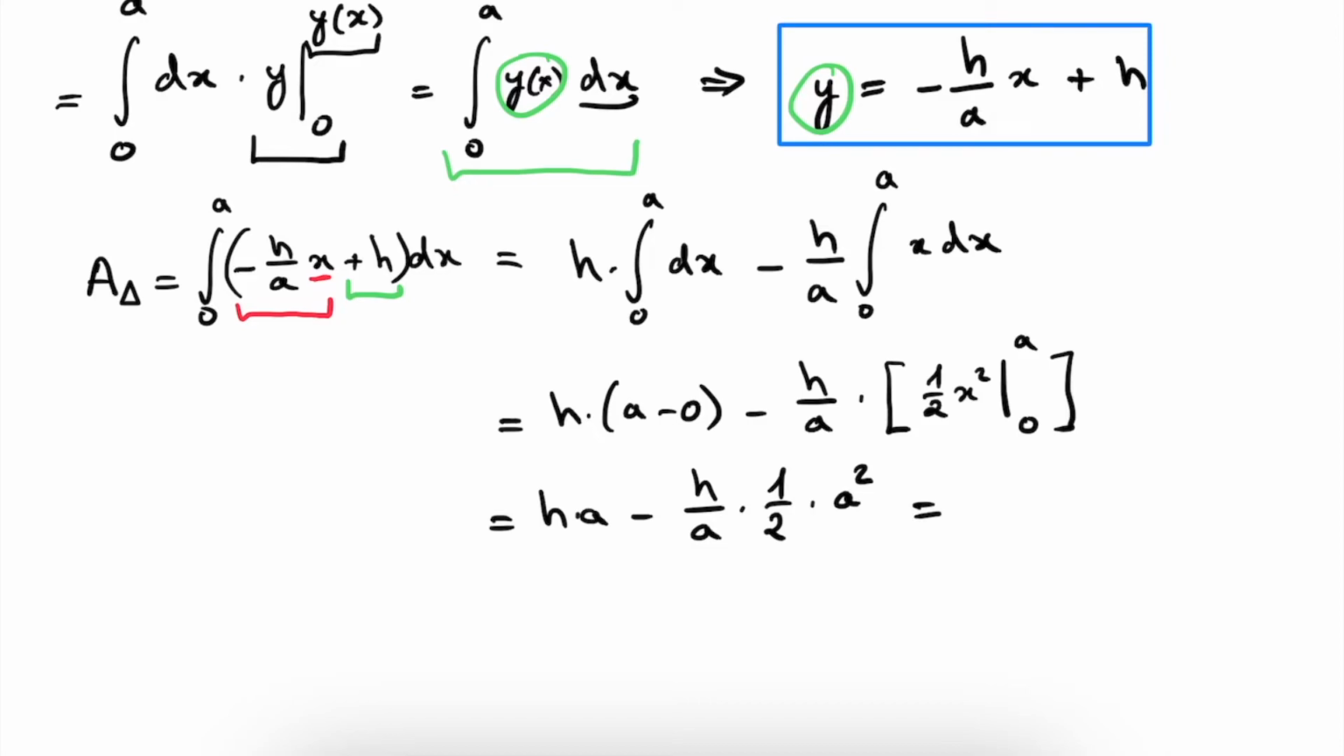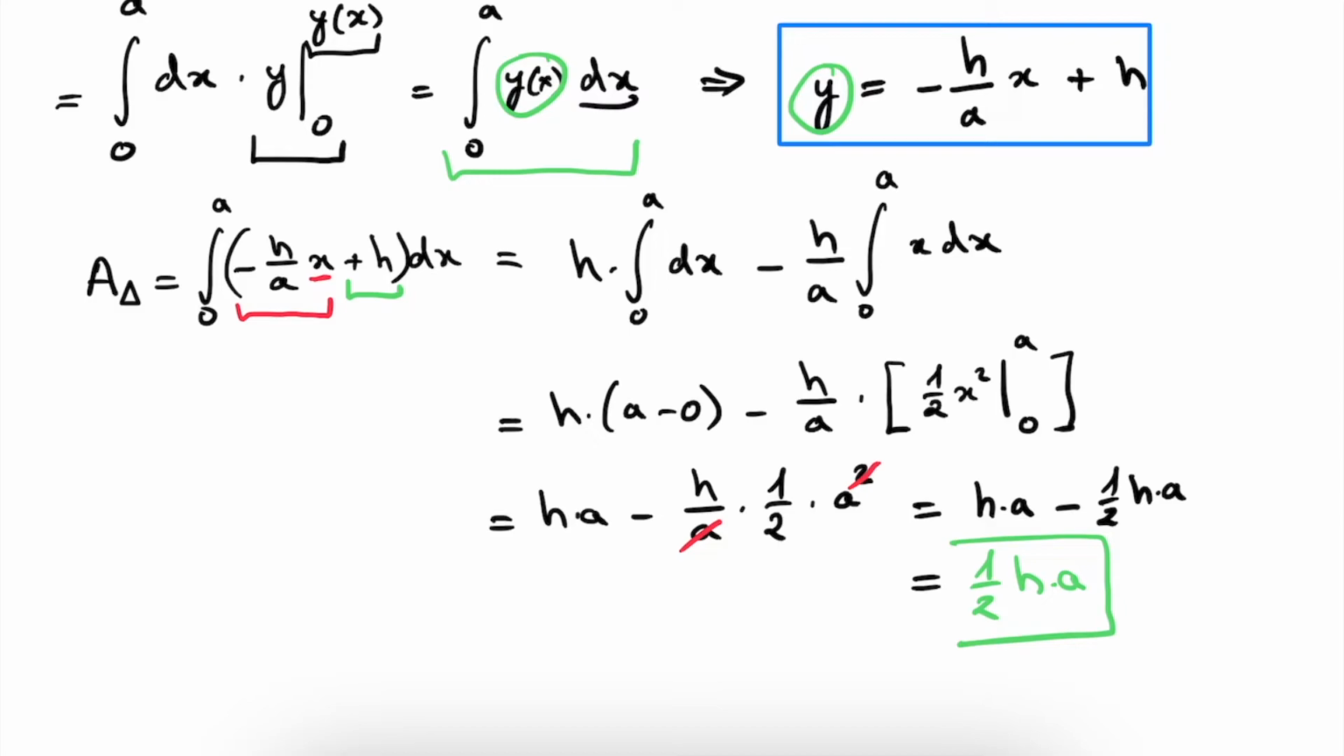This, of course, is equal to, cancelling 1 power of a right here, we have h times a minus 1/2 times h times a. And this, of course, gets us our final result, which is 1/2 times h times a.